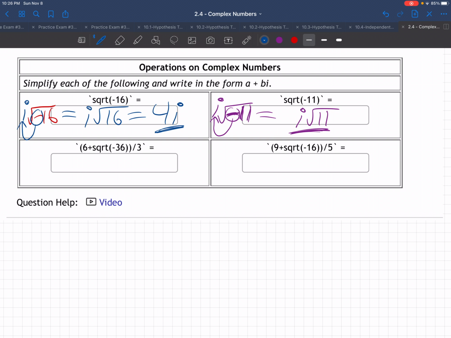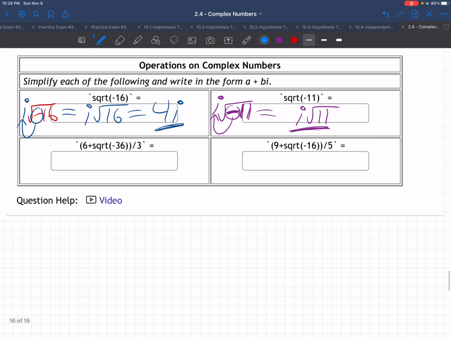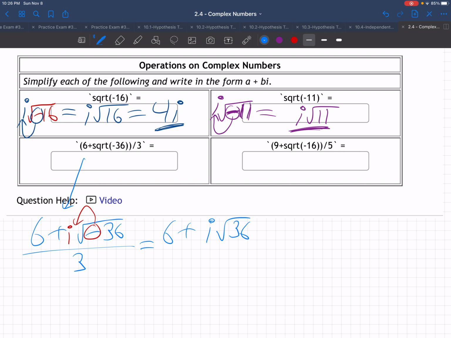So how about this next one? Let me bring it maybe here where we have a little more room. 6 plus the square root of minus 36, all over 3. Same deal. A negative inside of a root puts out an i right to the front. And then the square root of 36, we can take that. That's 6, and the i is still there with it.